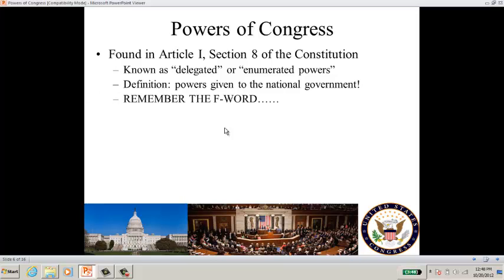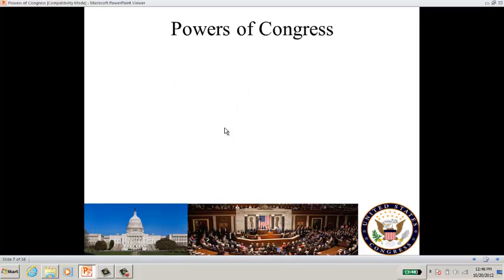Remember, why do we do this? Why do we only give certain powers to the national government? Remember the F word, federalism. Now, what are the delegated powers, or at least some of them? We're not going to list them all. What are the most important ones?